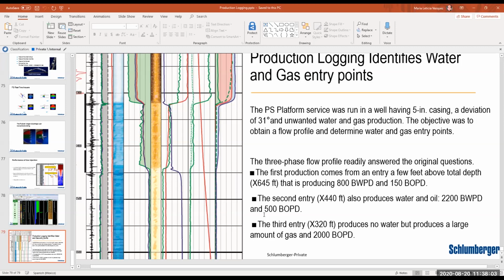Now from the bottom entry, you know that we have just a very small amount of water entering from this perforation, yeah, producing 800 barrels of water compared to 150 barrels of oil. I mean, that will depend on the criteria that you have for your well, yeah, if you might want to isolate the bottom perforation or not.